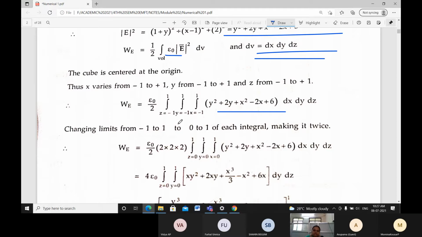Here it is taken as changing from 0 to 1. You can do that, or else you can skip this and do the normal integration, and you will be getting the same result. Okay, epsilon naught divided by 2.